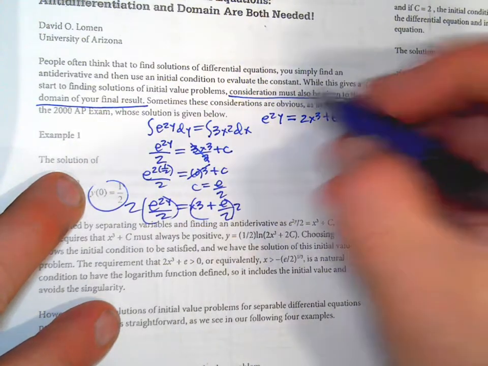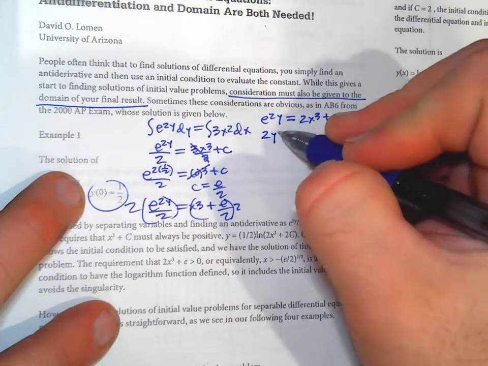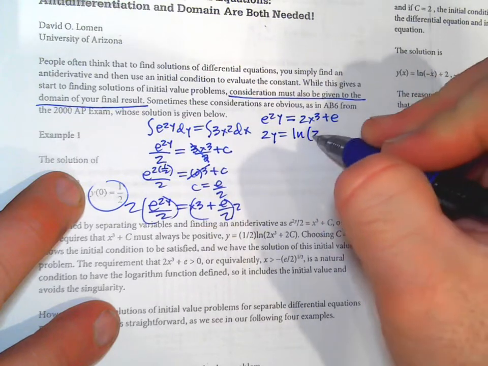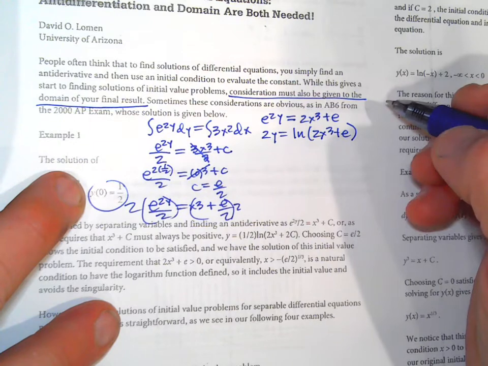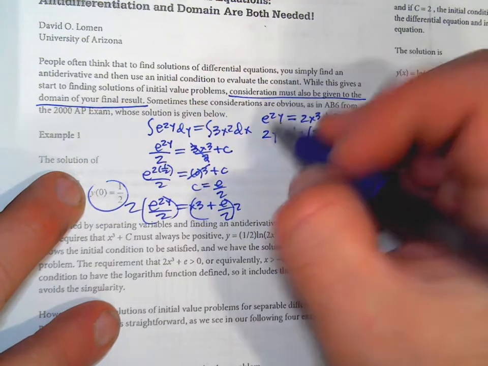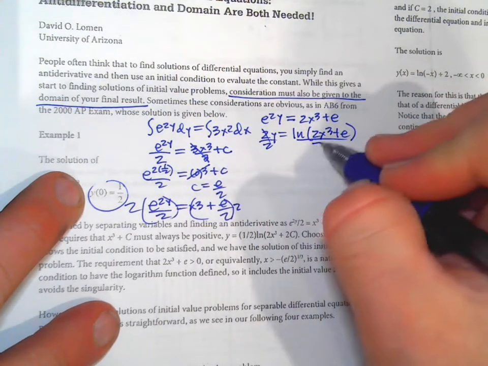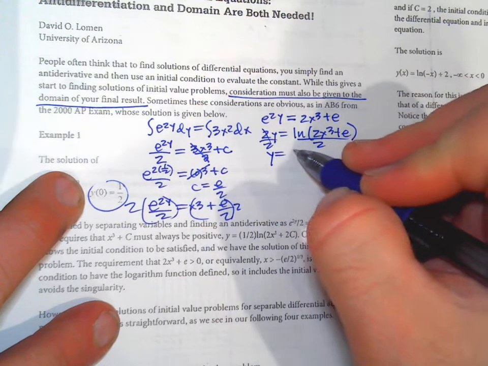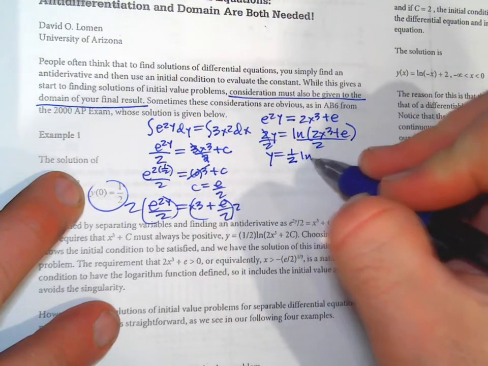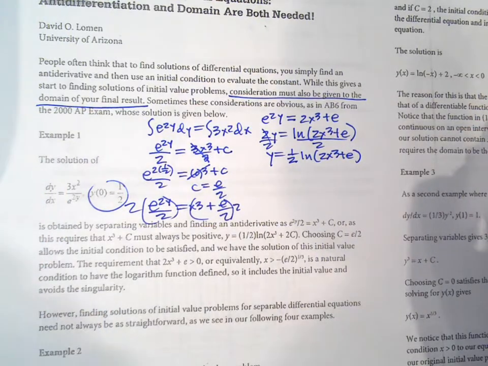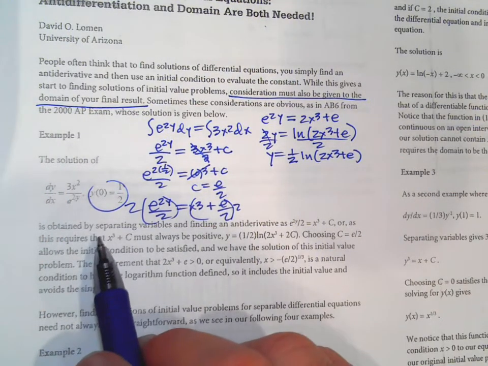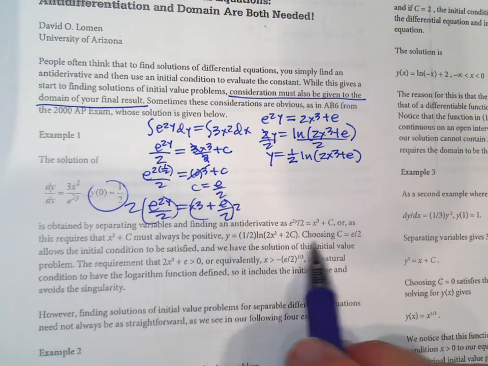And then we're going to take the natural log of both sides. We can't do anything there; we can't simplify that or break that up. Divide both sides by 2, and we get y equals 1/2 natural log of 2x cubed plus e. Okay, so they talk about it right here. They go through these steps.